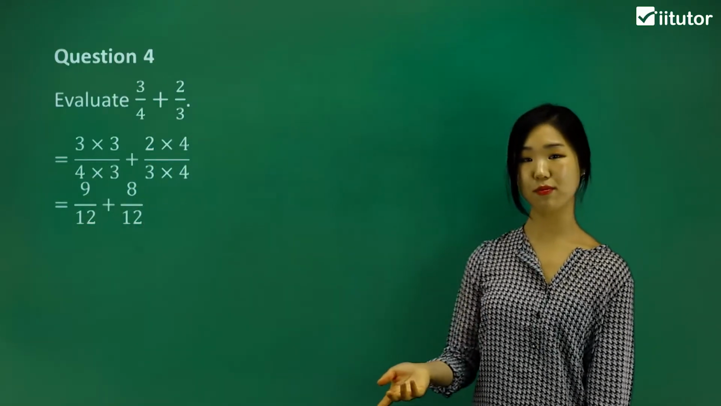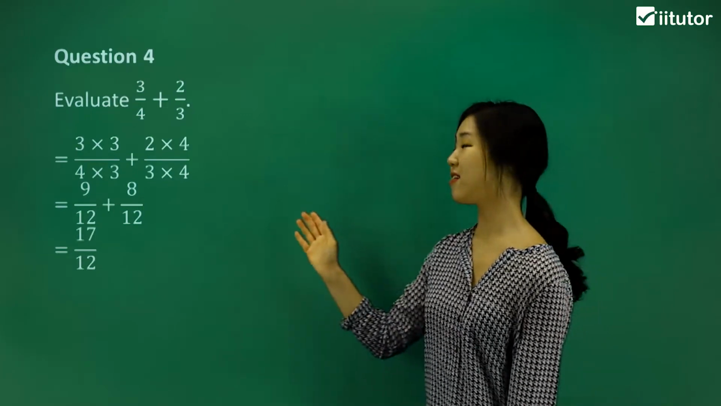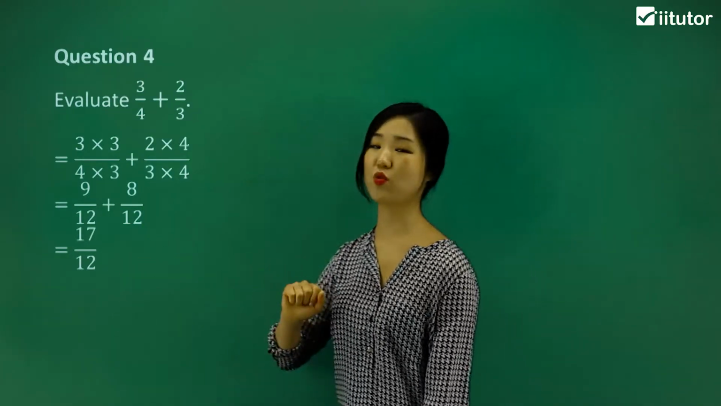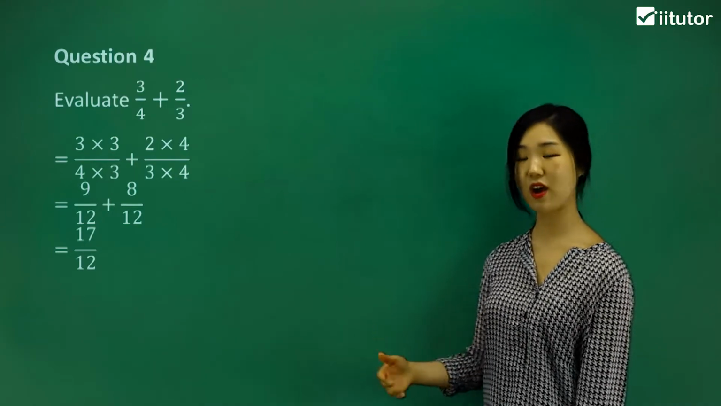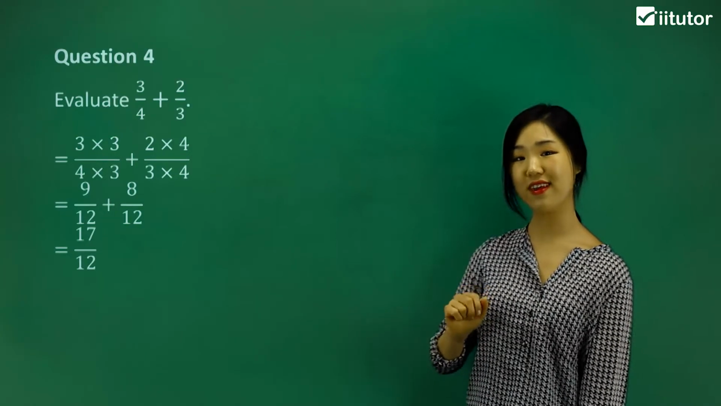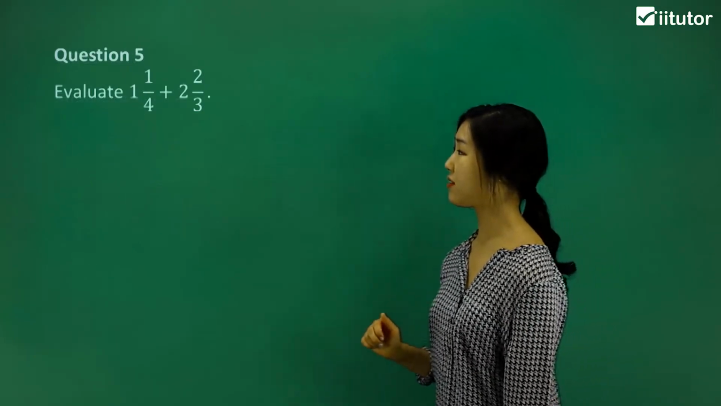Then 3 times 3 is 9, 2 times 4 is 8. And what's 9 plus 8? Sorry, it's 17. So 17 over the common denominator, 12, and that is the answer. Again, guys, can you see the pattern going on throughout the first 4 questions? It's very similar, isn't it? We'll try another one. Question 5.